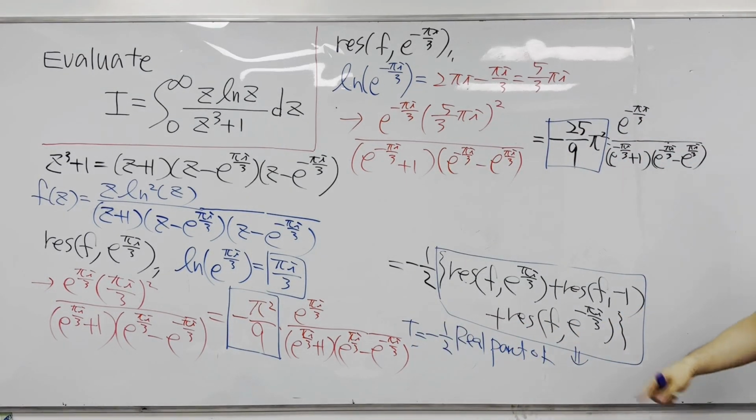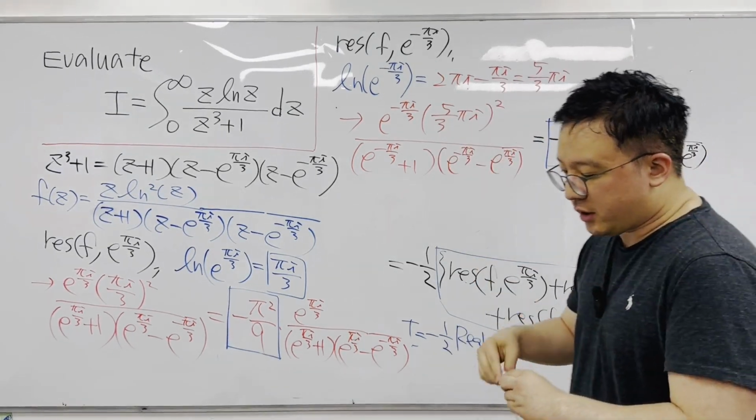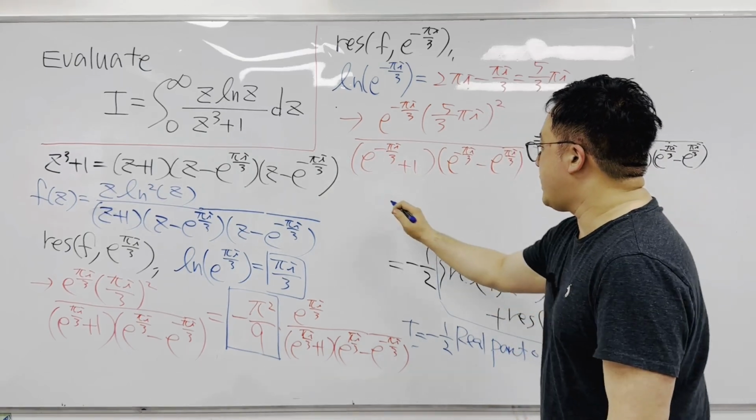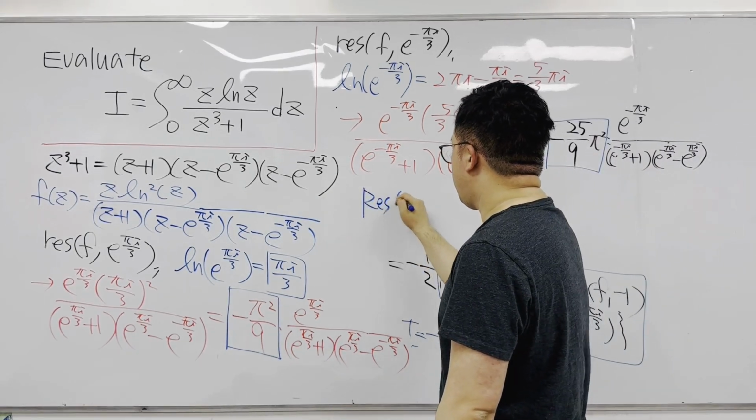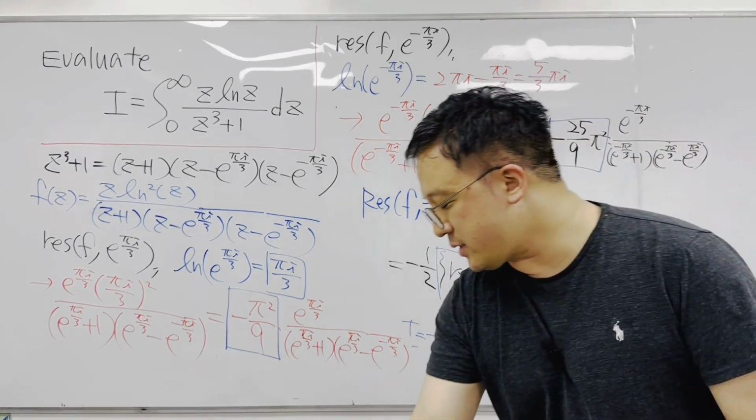There's only one more part, the residue of f at negative 1, right? The residue of f at negative 1 is going to be the easy part. So now we are working on the residue of f at negative 1. So, this part is going to be easy.